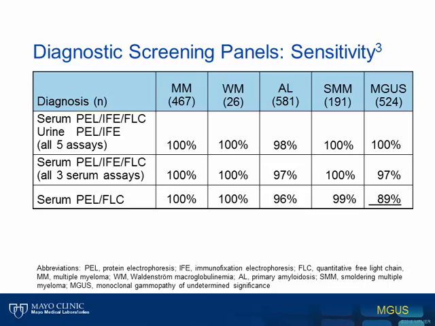In the last row, a screening panel of serum protein electrophoresis and free light chains is evaluated. This is the simplest and least expensive approach to screening, and the sensitivity is still very good, except for patients with MGUS, where the sensitivity drops to 89%. But that is not too concerning at this point, and we'll discuss why during this presentation. In order to better understand the sensitivities for each monoclonal gammopathy, we'll discuss the three main categories, including MGUS.